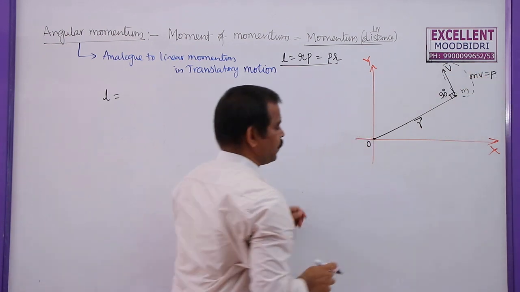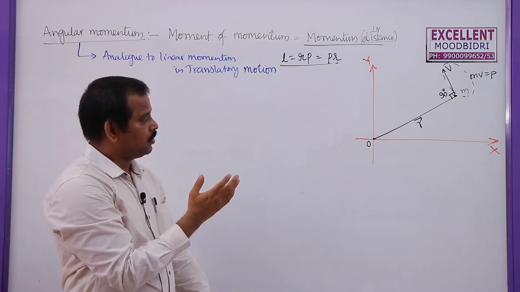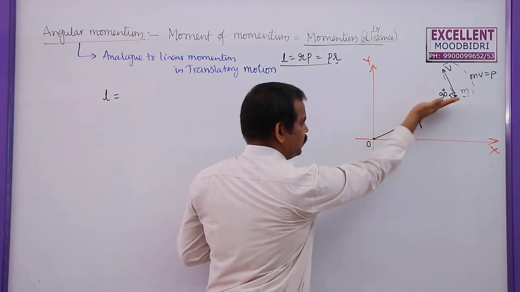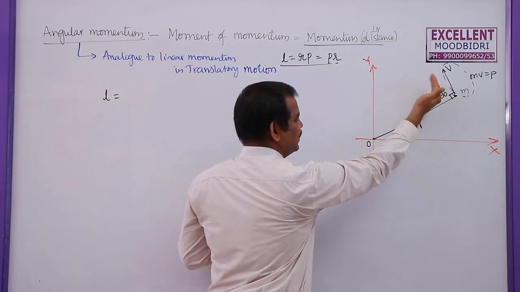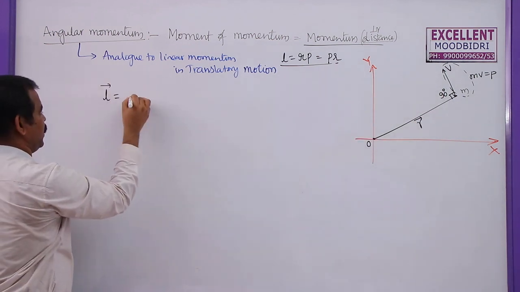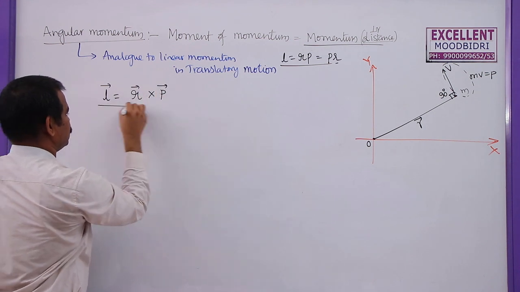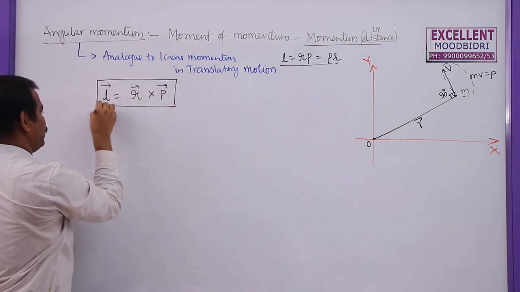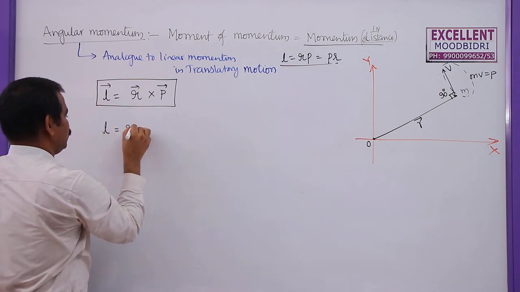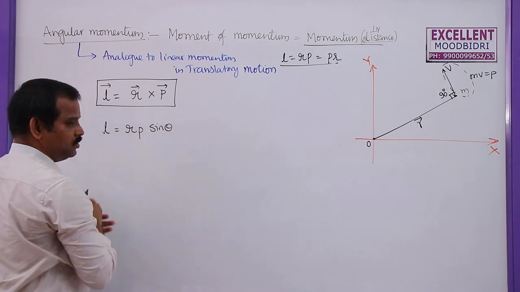According to the vector product or cross product of these vectors, the first vector is multiplied with the second vector, that is the momentum vector. So L bar is given by r bar cross p bar. This is the angular momentum in vector form, which we can write in magnitude as L is equal to r p sin theta.